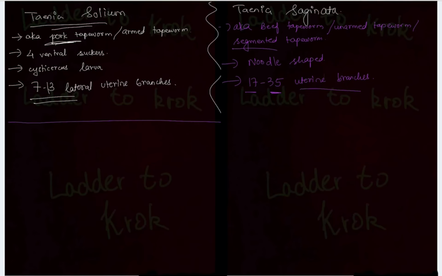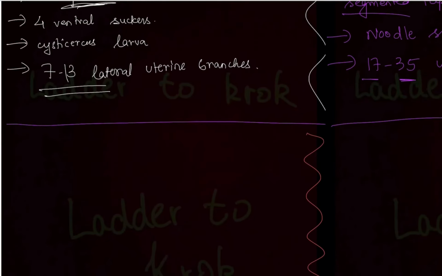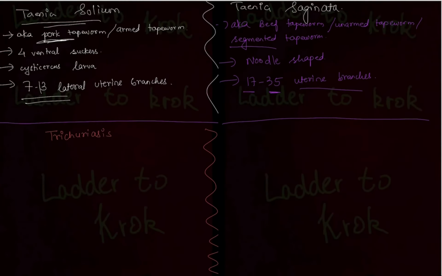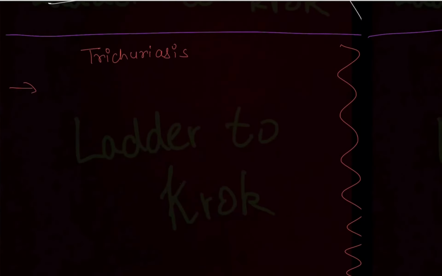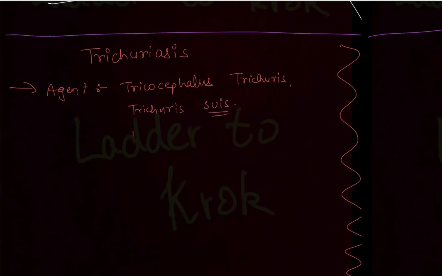Now, make another distinguishing column because we are going to distinguish 2 more organisms, okay? The first organism is trichuriasis. It is the name of the disease, okay? And the next is trichinosis. First, let's do trichuriasis in detail. For trichuriasis, you must know the causative agent is Trichocephalus trichiurus. It has another name, that is Trichuris suis. It has another name that is called whipworm.